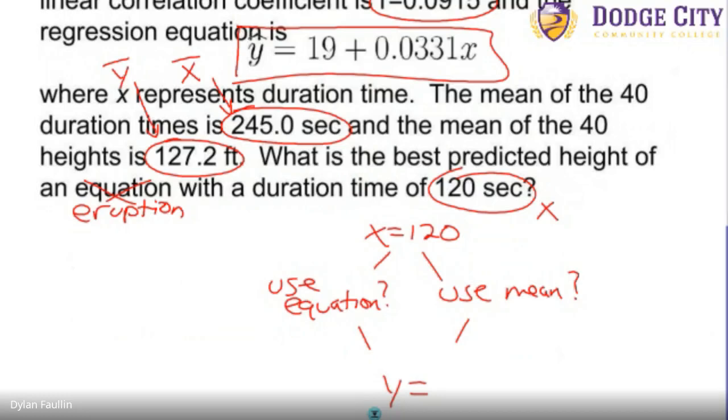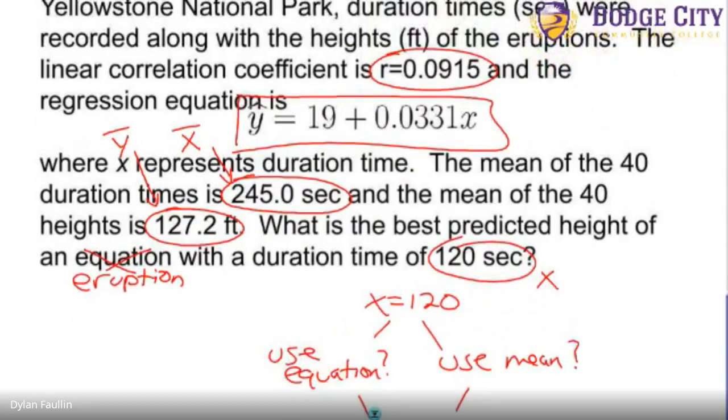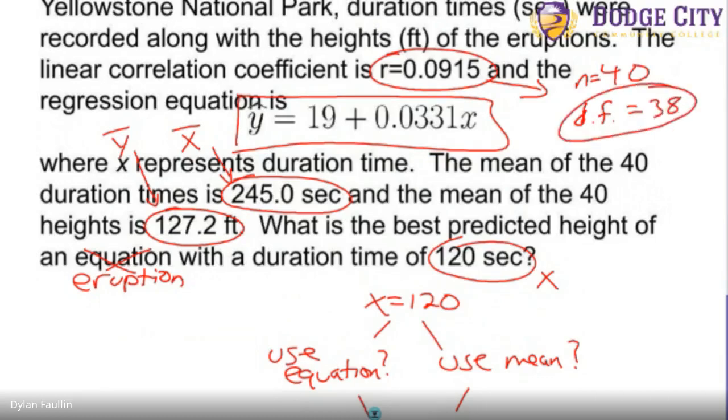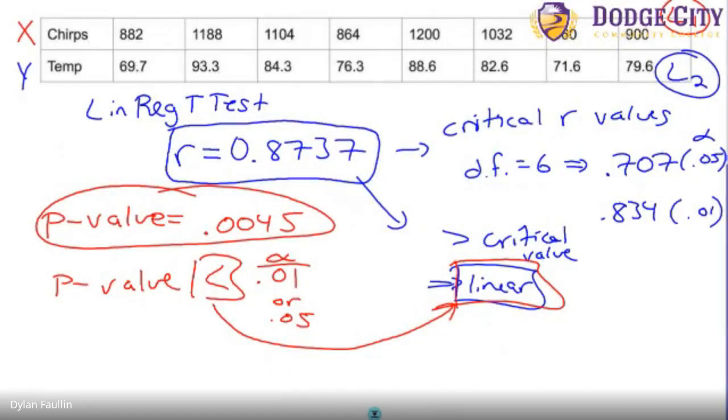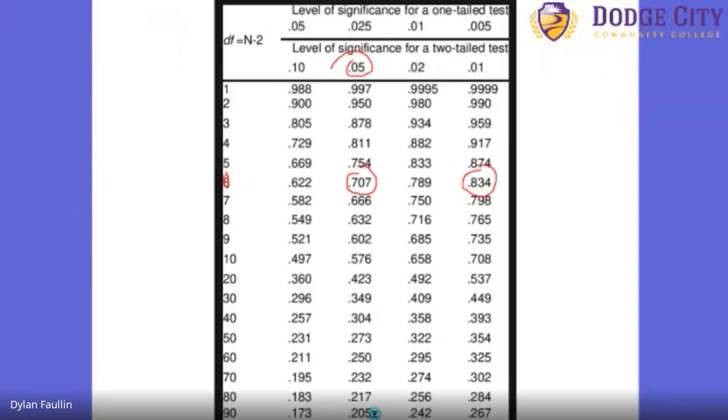In fact, that is the issue here, because r is 0.095, and we can look at the critical value. We have 40 eruptions, so n is equal to 40, which means the degrees of freedom is 38. We can look that up on our chart of critical values from 10.1. Now, 38 isn't on our chart. This is the limitation of using charts like this, so you just pick the closest one, which is 40.